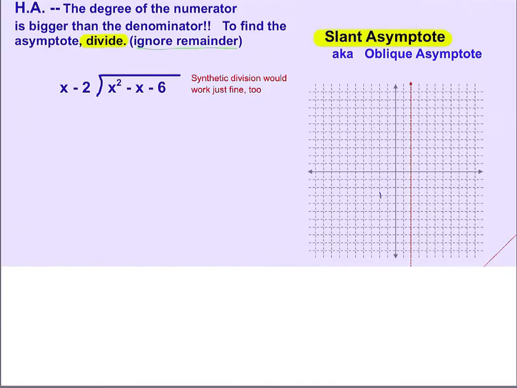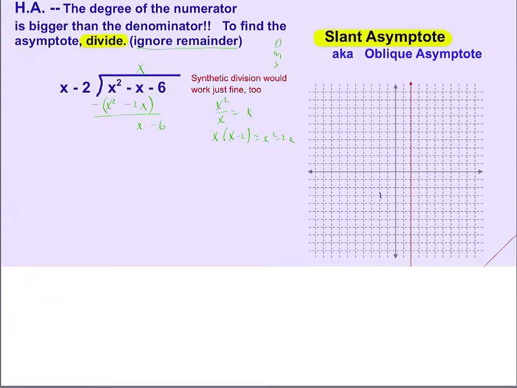Remember the process for long division: divide, multiply, subtract. So I'll divide x squared divided by x is x. I will multiply x times x minus 2. So that x squared minus 2x goes there. And then we will subtract. X squared minus x squared cancels. And negative x minus negative 2x is positive x. I'll bring down the minus 6.